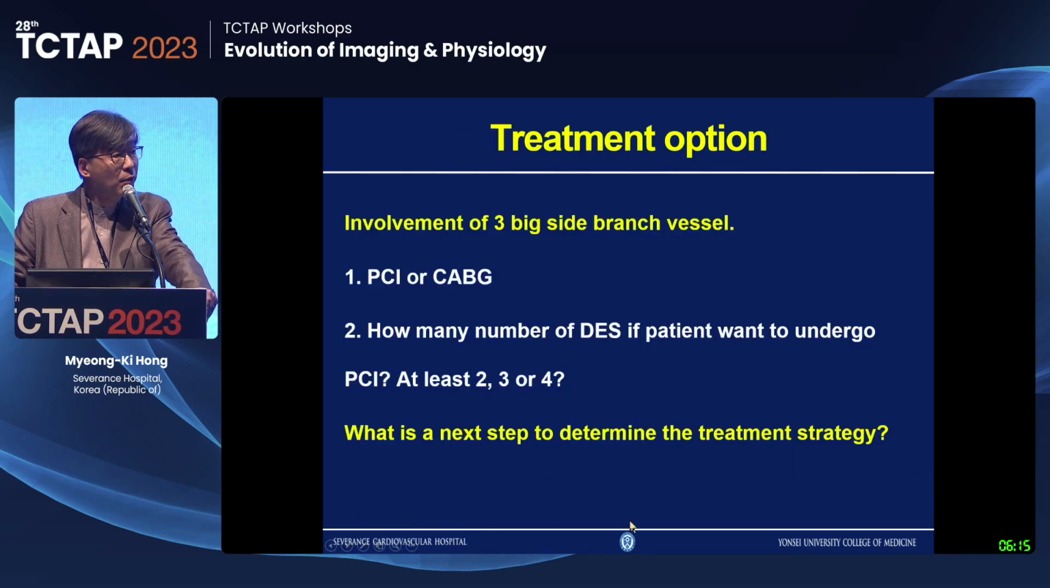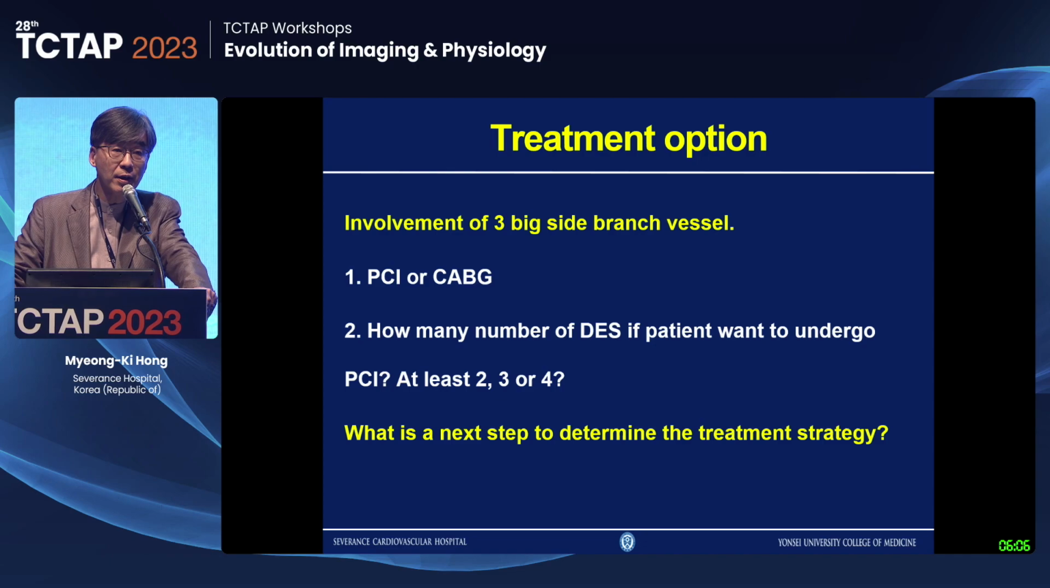So what is the best option, PCI or the bypass surgery? If the patient selects the PCI, how many stents do we use, or what kind of PCI technique for the involvement of the side branch vessel? And what is the next step to determine the adequate treatment strategy? Anyhow, this patient selected PCI.